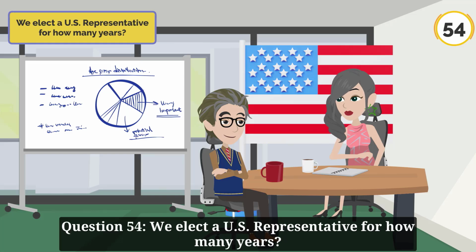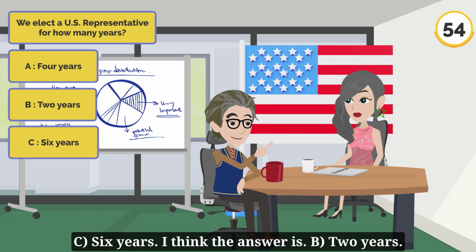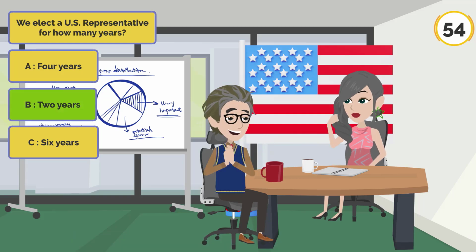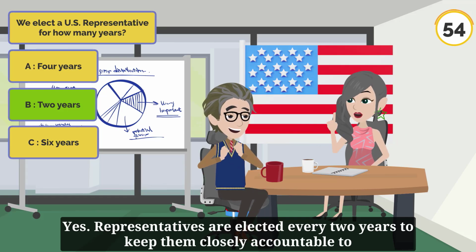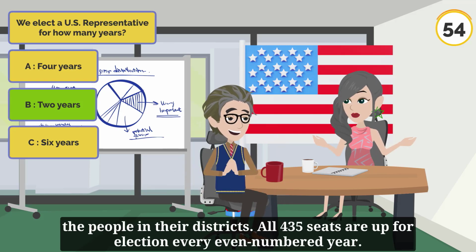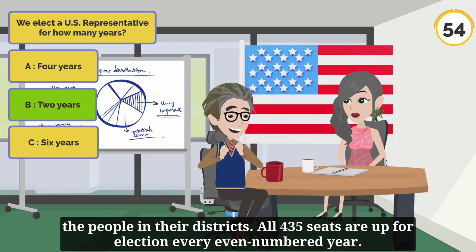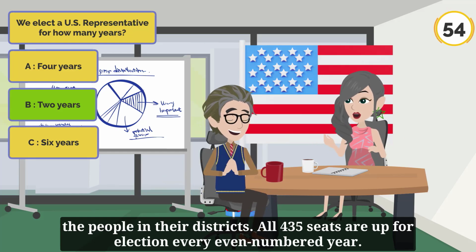Question 54. We elect a U.S. representative for how many years? A. 4 years. B. 2 years. C. 6 years. I think the answer is B. 2 years. Yes. Representatives are elected every 2 years to keep them closely accountable to the people in their districts. All 435 seats are up for election every even-numbered year.